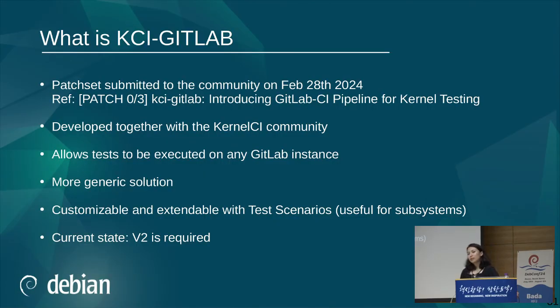On February 28th, I sent this patch called KCI-GitLab, introducing a GitLab-CI pipeline for kernel testing. This work was developed together with the KernelCI community, and it allows tests to be executed on any GitLab instance. It's a more generic solution. It's very customizable and extendable with a feature called test scenarios, which is useful for subsystems to specify their own specific tests. And the current state is version 2. We got feedback from lots of people, and version 2 was required.